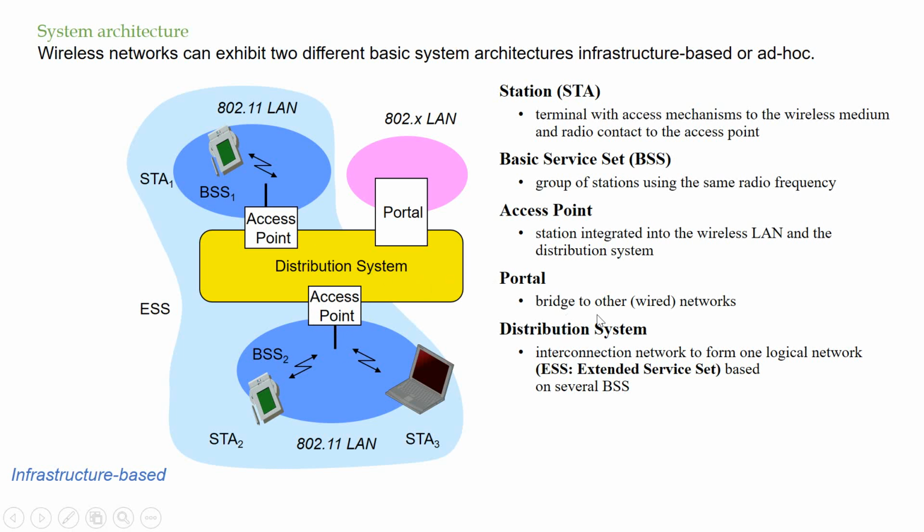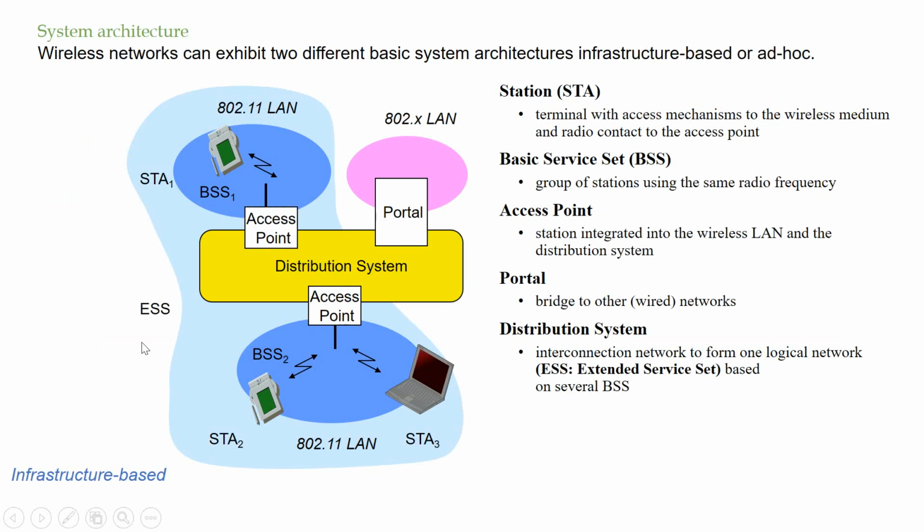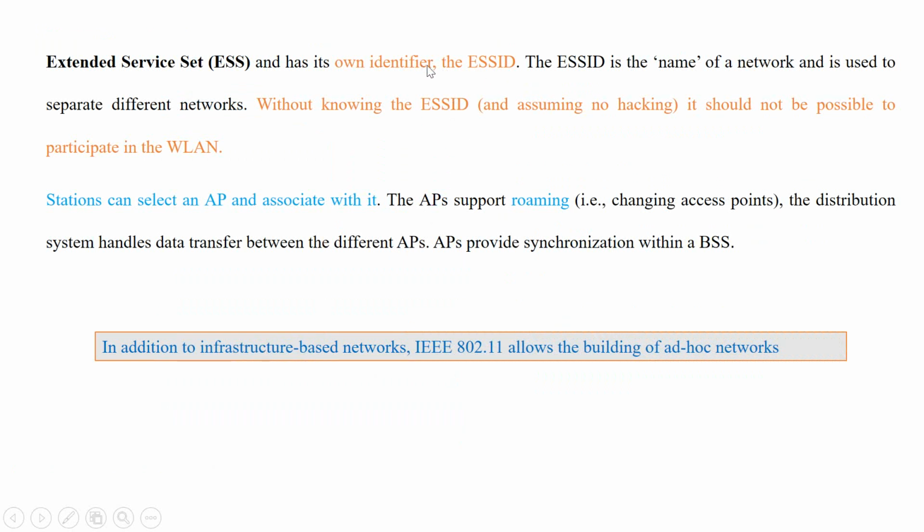Next, the portal, a bridge to other networks. Distributed system: an interconnection network to form one logical network. Extended service set: this extended service set is nothing but the whole architecture. This network and this network have been connected, so the whole network I call an extended service set. And this network will be connected to the other network by means of an ESSID. It has its own identifier. We call it an ESSID, the name of the network, and it is used to separate different networks.